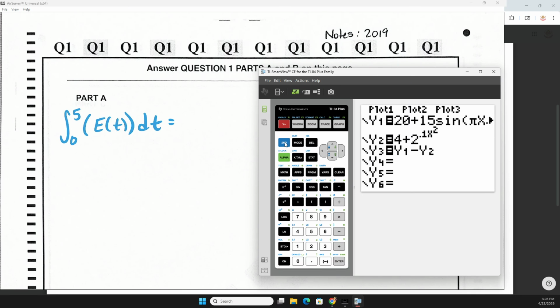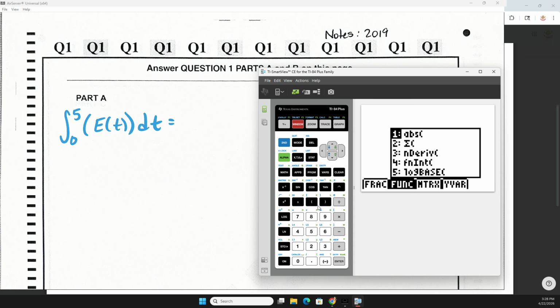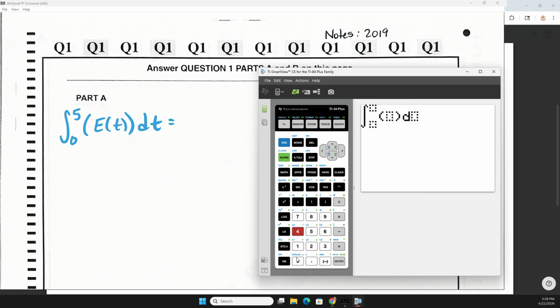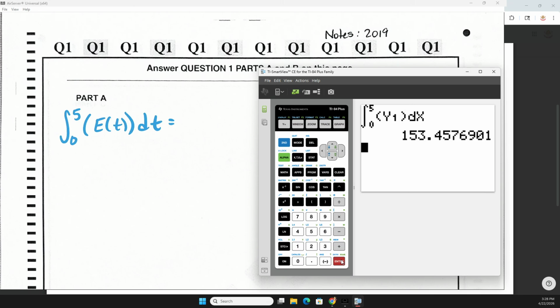But then we can find that integral in the calculator by doing alpha window, choosing number 4, and going from 0 to 5. And then remember that we did entering for Y1. Alright, and then it does tell us to give the answer to the nearest fish. So that would be 153.